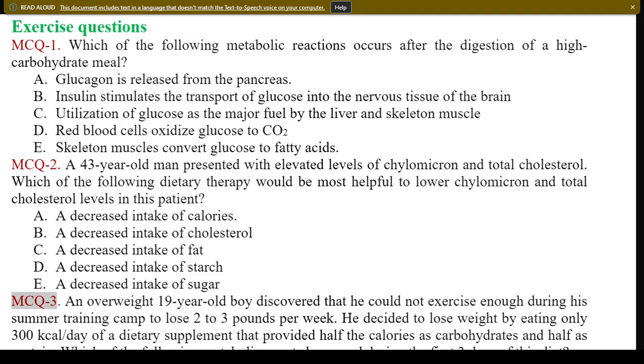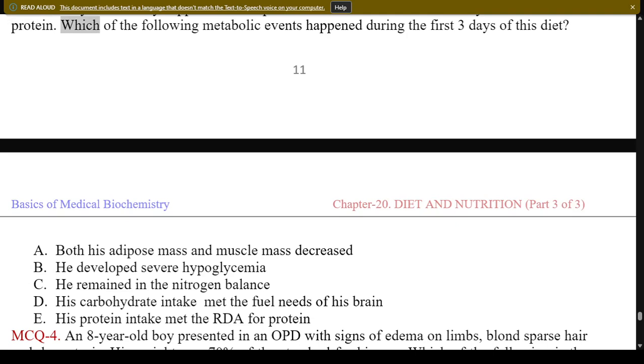MCQ 3. An overweight 19-year-old boy discovered that he could not exercise enough during his summer training camp to lose 2 to 3 pounds per week. He decided to lose weight by eating only 300 kilocalories per day of a dietary supplement that provided half the calories as carbohydrates and half as protein. Which of the following metabolic events happened during the first 3 days of this diet?